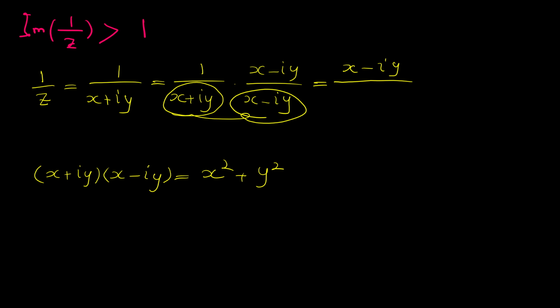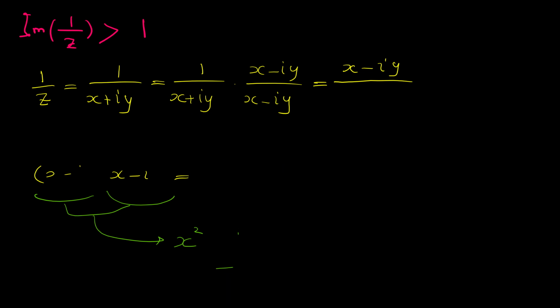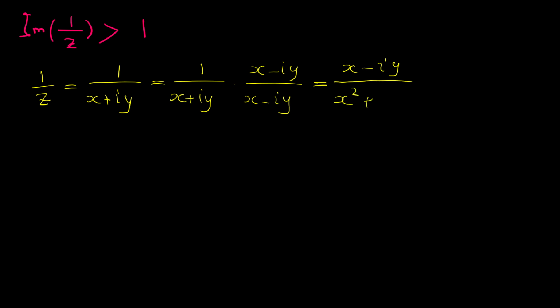But if you don't know this, if you multiply these two brackets by each other in a normal way, the answer would be x squared minus i squared y squared. i squared is negative 1, negative times negative would be positive, so finally you are going to get this. So, by multiplying the denominators by each other, we have x squared plus y squared. And I prefer to write this answer in the form of x over x squared plus y squared minus y over x squared plus y squared times i.